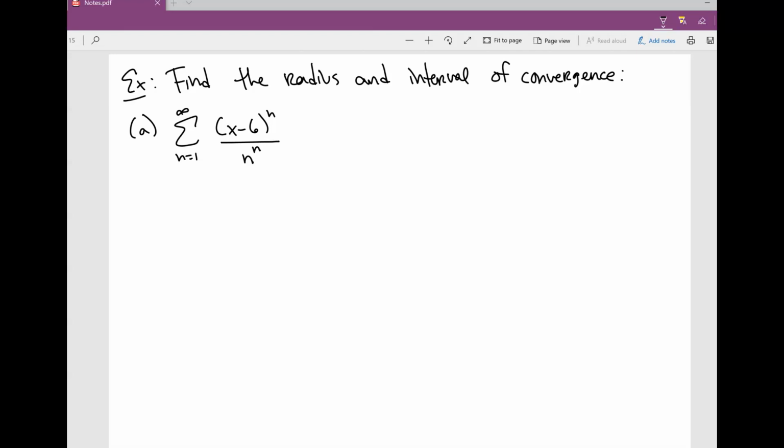Let's do a couple more examples using the radius and interval of convergence. So here's another series. We have the summation from n equals 1 to infinity of (x minus 6) to the n divided by n to the power of n. At this point, I think the root test is going to be a little easier to work with. So we're going to use a root test.